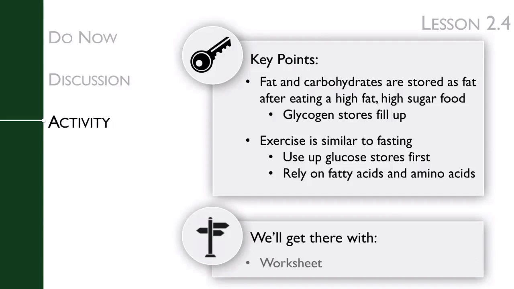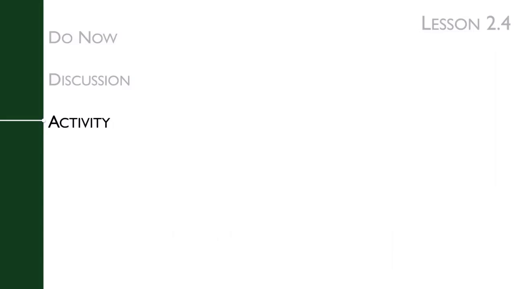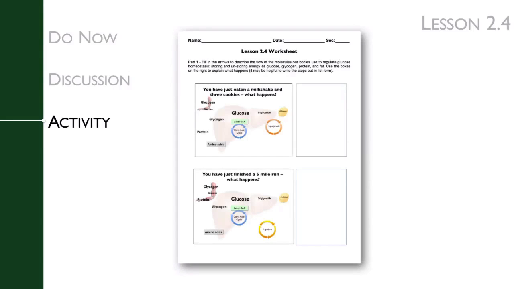We'll get there by having students complete a worksheet in groups. On a worksheet, small groups of students will draw arrows and figures showing what processes are turned on and off after a meal and during exercise. They should also describe what is happening in each of these instances.